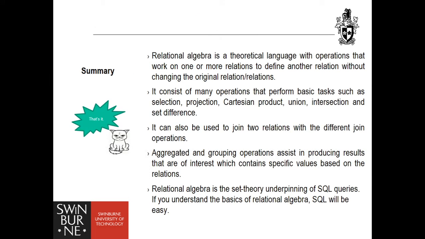As a summary, we can say relational algebra is like a theoretical language with operators that work on one or more relations to define another relation without changing the original ones. Basically, it consists of many operations that perform basic tasks such as selection, projection, Cartesian product, union, intersection, and set difference. It can also be used to join two relations with different join operations.